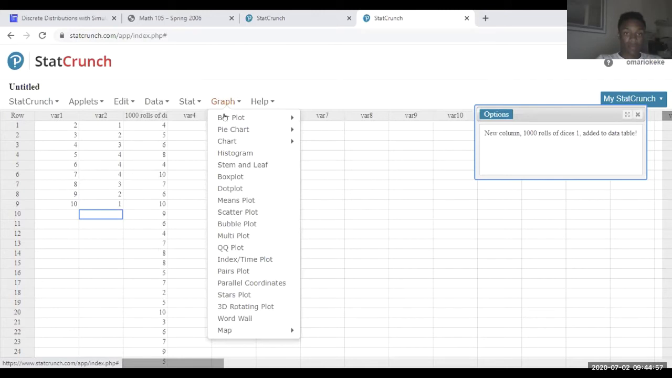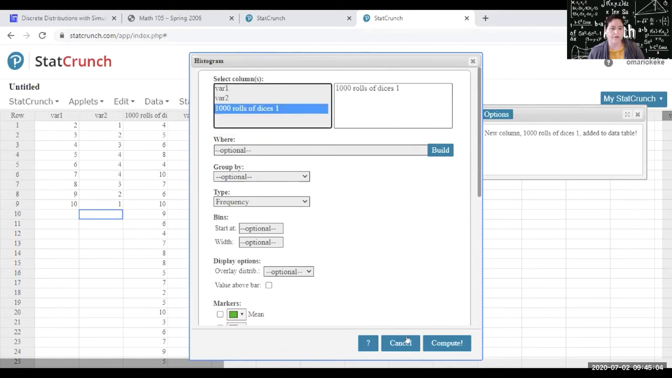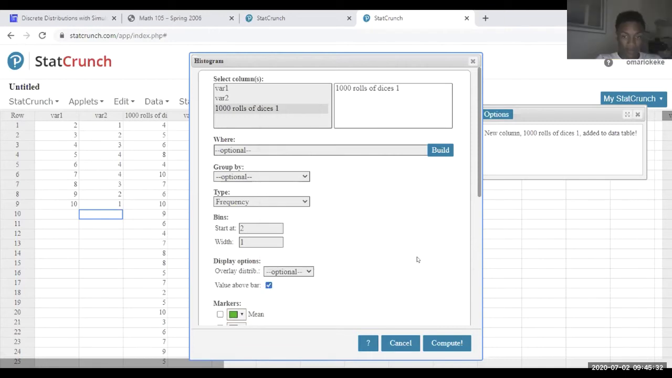You're going to go to histogram, and you're going to click 1,000 rolls of the dice. And now under bins, we're going to start at 2 and give us a width of 1. This way we'll see each and every outcome. Does everybody get that? If you start at 2, you'll get the 2s. If you make your width 1, the next jump will be to 3. And you'll probably want to put the value above bar. Click that little box there under display options, down a little. That little check box. There you go. And compute.